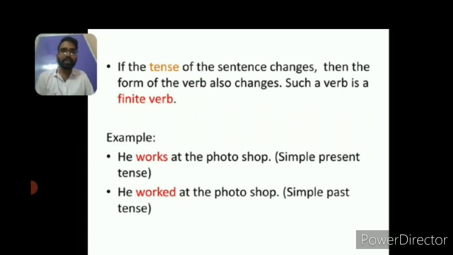He works at the photo shop. He works. This sentence belongs to the simple present tense, and he is singular. That's why I take the verb singular. Now see, he worked at the photo shop. Now this sentence is simple past tense, and that's why I took the verb worked.